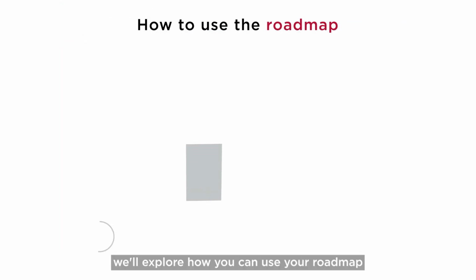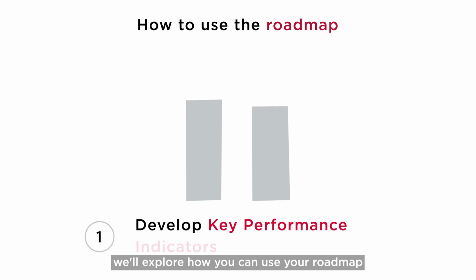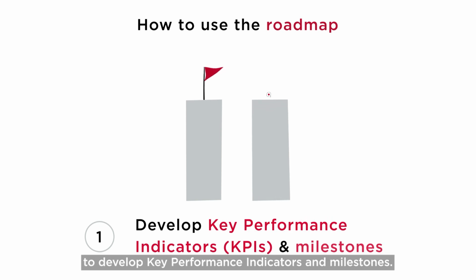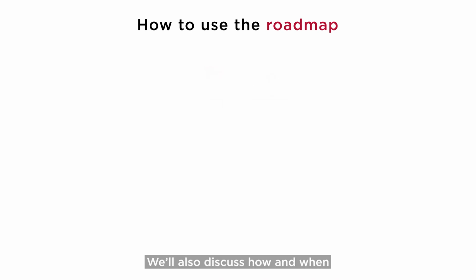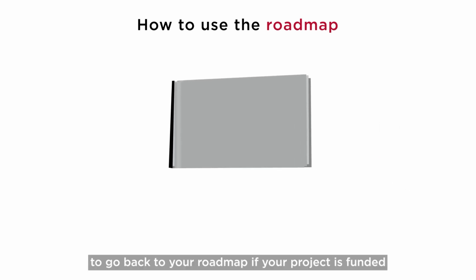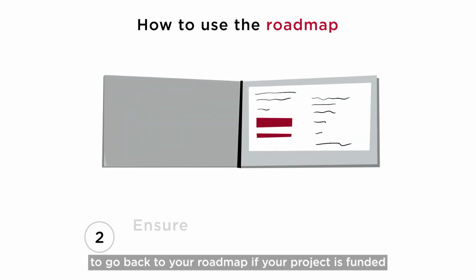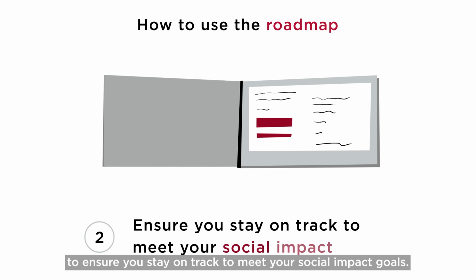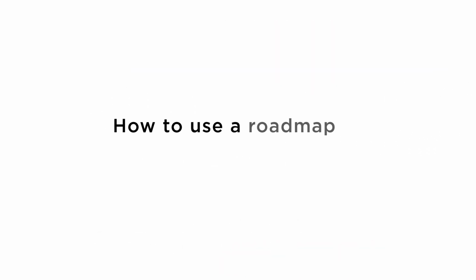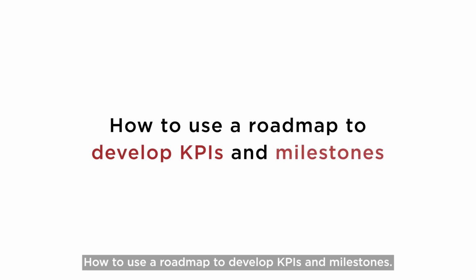In this video, we'll explore how you can use your roadmap to develop key performance indicators and milestones. We'll also discuss how and when to go back to your roadmap if your project is funded to ensure you stay on track to meet your social impact goals. Let's get going. How to use a roadmap to develop KPIs and milestones.